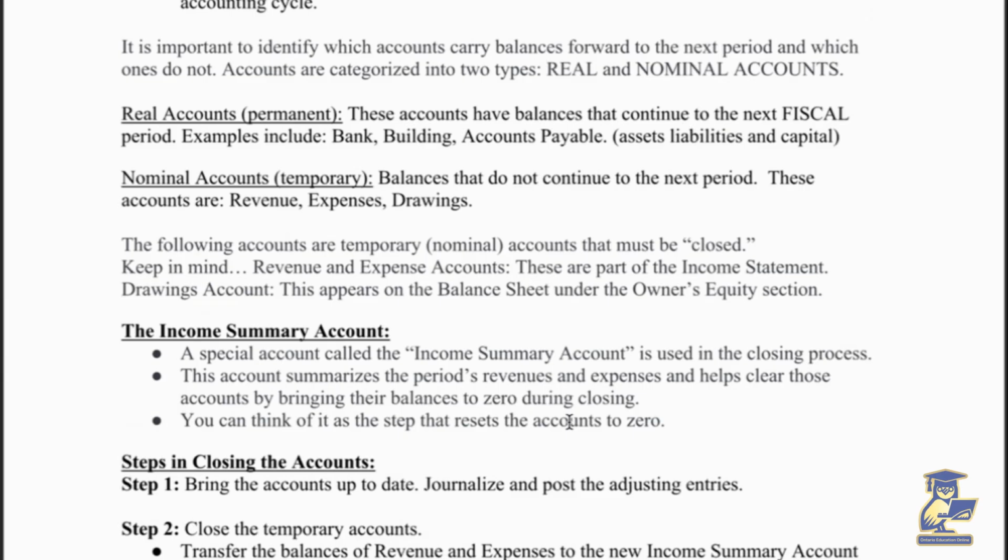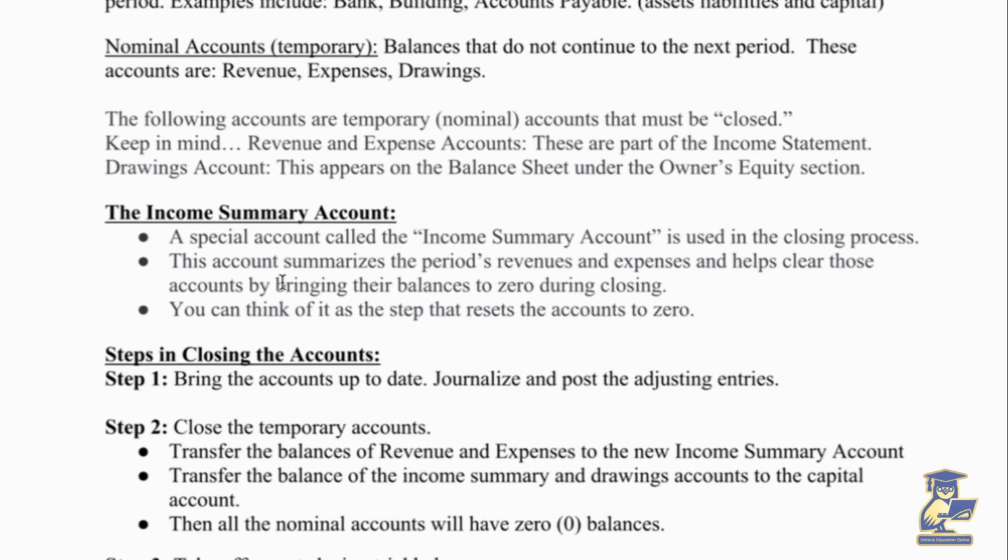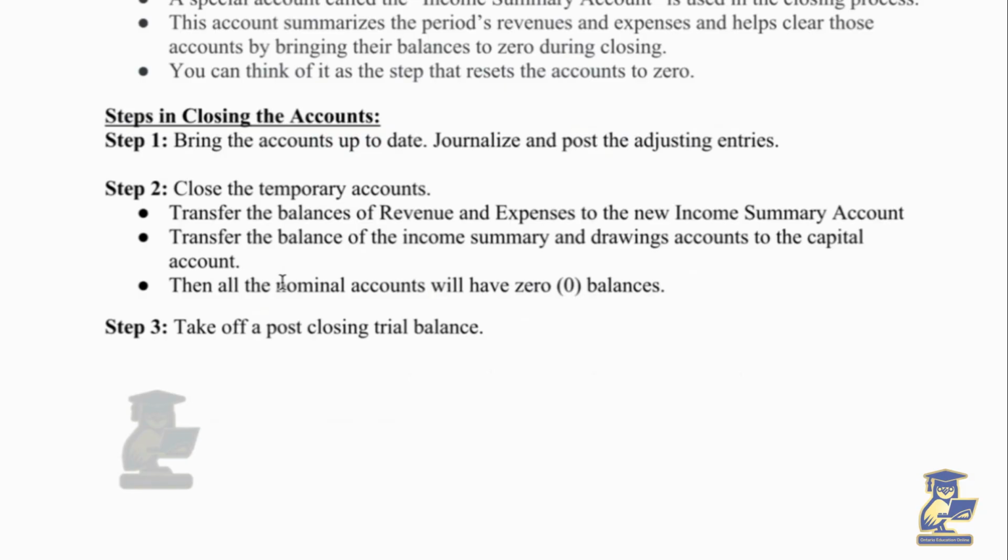Okay, so how are we going to close these accounts? Well, we use a temporary account called the income summary account. And again, it's temporary because we only use it during the process of closing the accounts. And it summarizes the period's revenues and expenses and helps clear those accounts out. So it helps bring the revenue and the expenses to a zero balance.